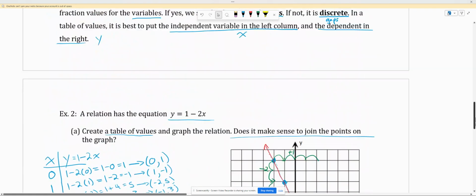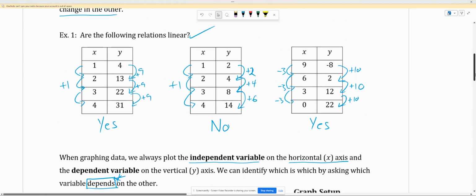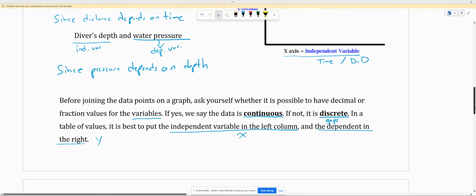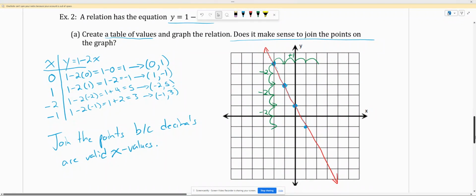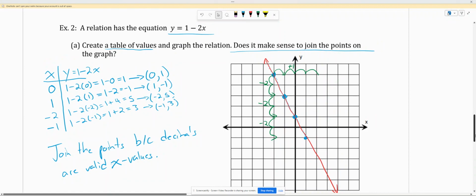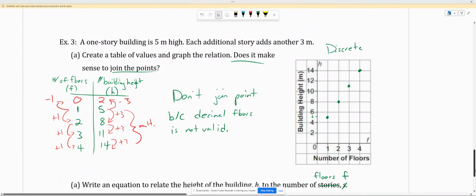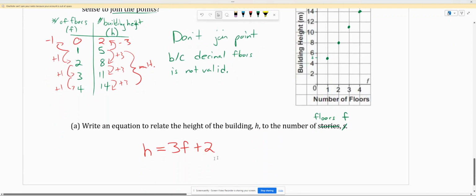So in review, basically, we started to dive into linear relations in the abstract way, where there's only x's and y's. We learned what independent and dependent variables were and a few examples in context. The difference between continuous and discrete graphs, when decimals are allowed and when they are not allowed. And we graphed a general abstract line where decimals were valid. And then we graphed a relationship between floors and height of a building where we did not connect them because decimals were not valid, while creating an equation.